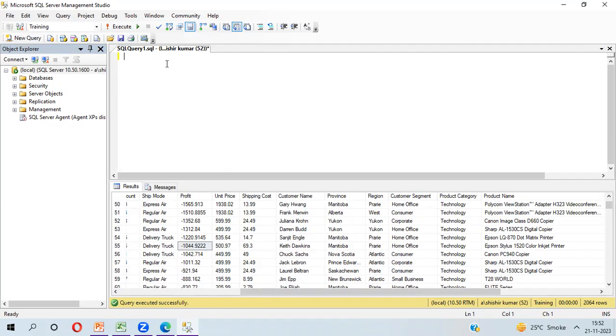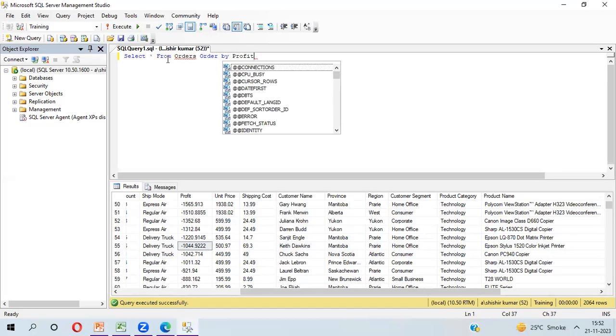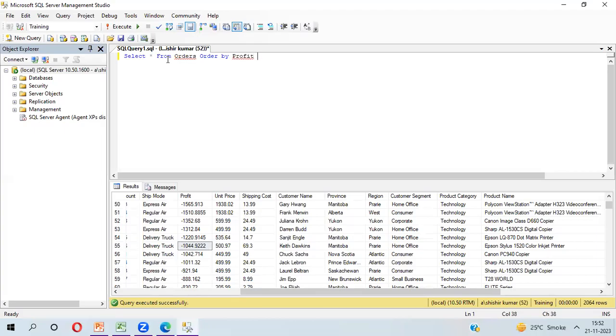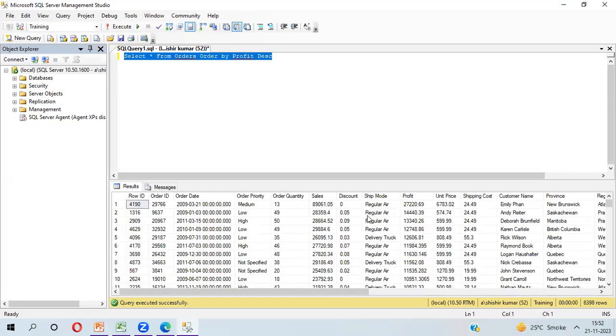So now what you have to write, you need to write here select. You have to do profit in descending order. So you have to check profit in descending order. So you need to mention here star, then star means all columns from table name is orders, and here you need to write order by profit. This is a column name. Then you have to mention here DESC. Run it. Now your data is in descending order. So this is a highest profit of entire data sets.